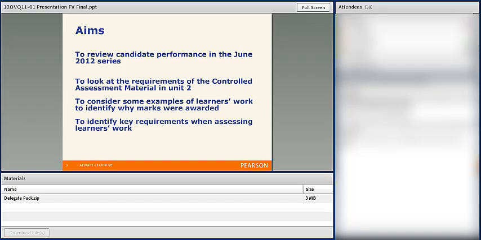So just to recap, the aims are to review candidate performance from the last series, to look at the requirements of the controlled assessment material in Unit 2, to consider some examples of learners' work and identify why marks were awarded, and to identify key requirements when assessing learners' work.